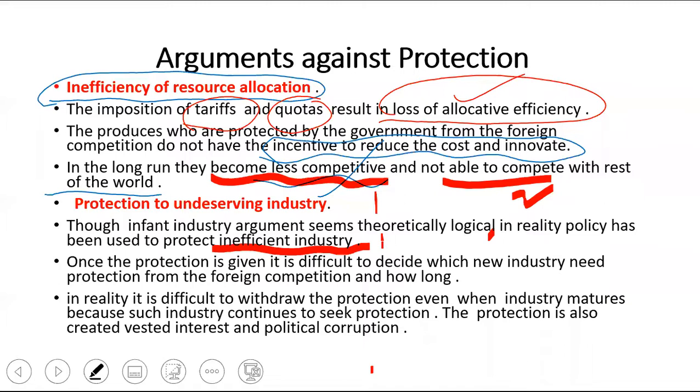So whenever you are protecting an industry, you should always protect the efficient ones. We should not protect the inefficient ones. Once the protection is given, it is difficult to decide which new industry requires protection from foreign competition. Children, tell me, you have to write: which are the two challenging jobs before the government?